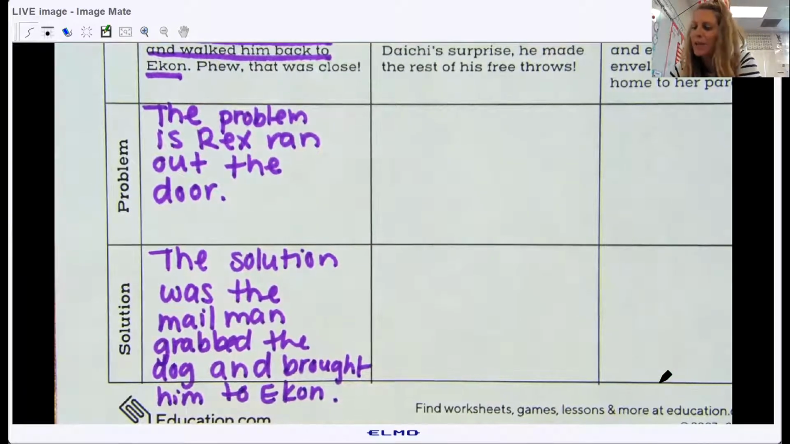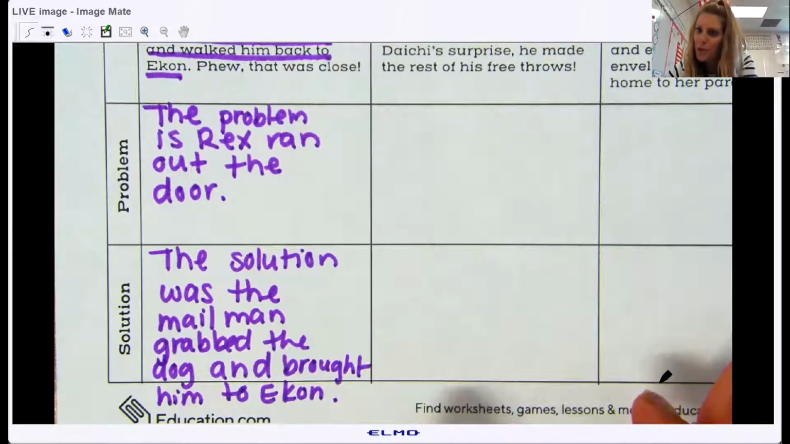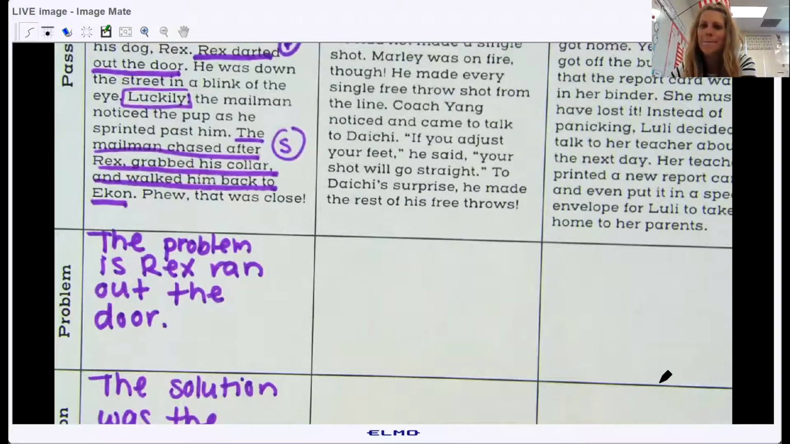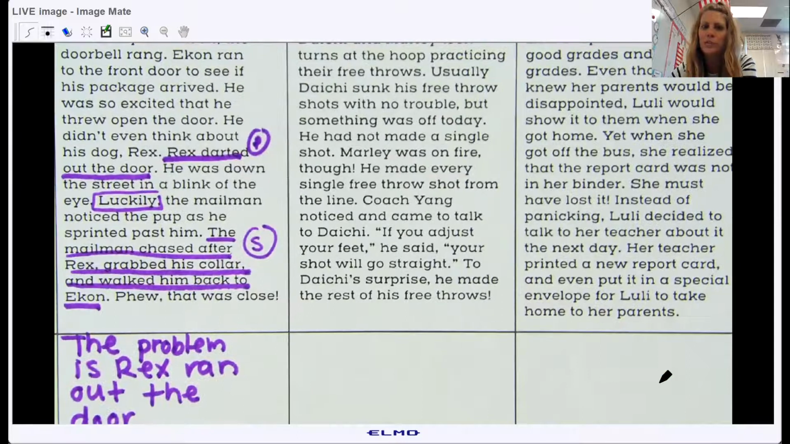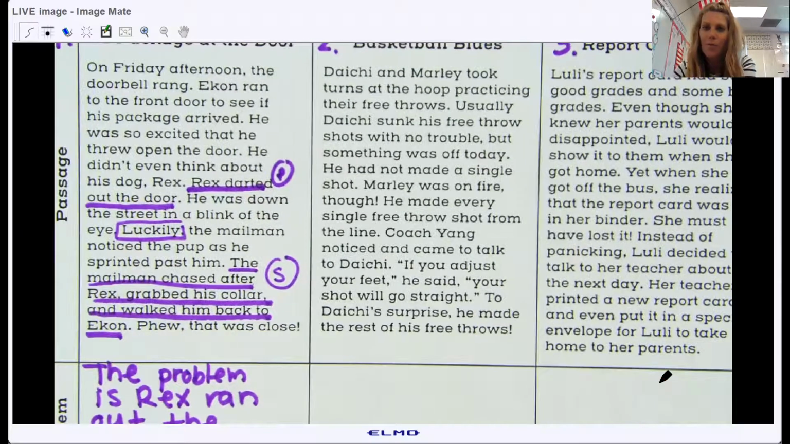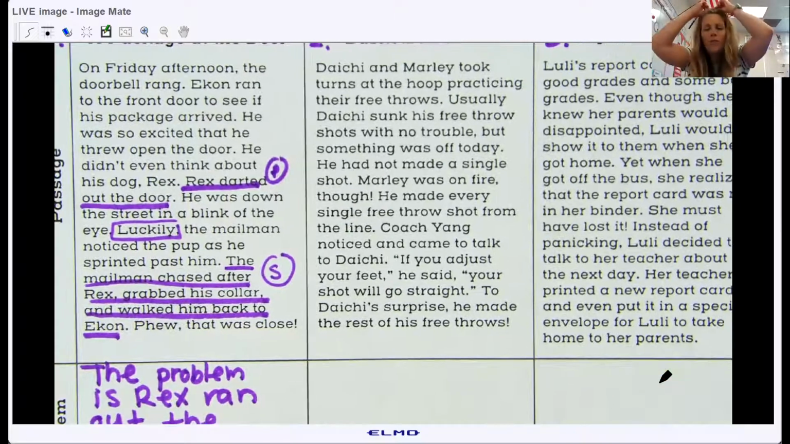All right, I'm gonna read you box number 2, but I'm gonna give you more responsibility. Do you think you can handle it? I think you can too. All right, Basketball Blues. As I'm reading, you are going to find that problem and you're gonna underline it. As I'm reading, you're going to find that what? Solution and underline it. All right, are you ready?